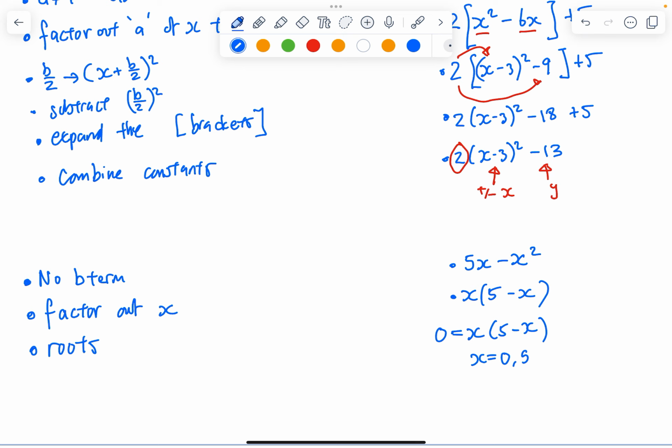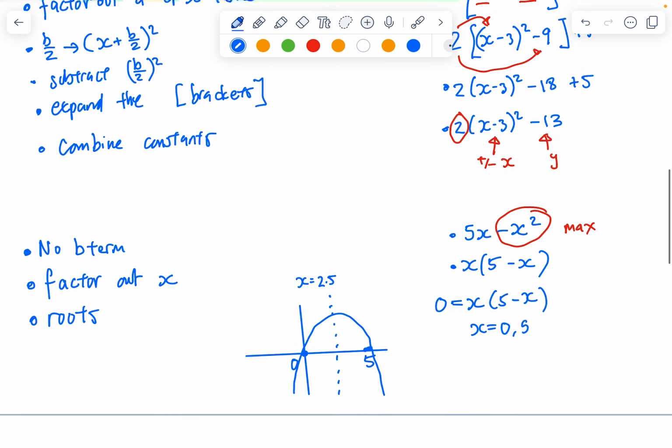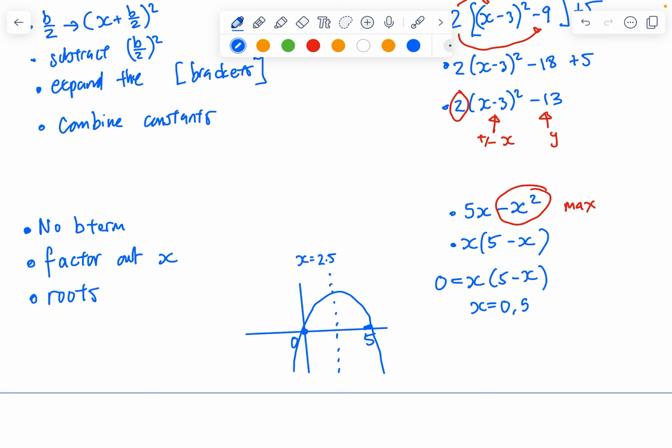So I know that my line of symmetry is halfway between my roots. So 1 at 0 and 1 at 5. Now, this has a negative x squared, so it's going to have a maximum point. So our maximum point is going to be somewhere up there between 0 and 5. It's going to be halfway between them, because it always is. So x is equal to 2.5. That's going to be my line of symmetry. So my maximum point is on that line.